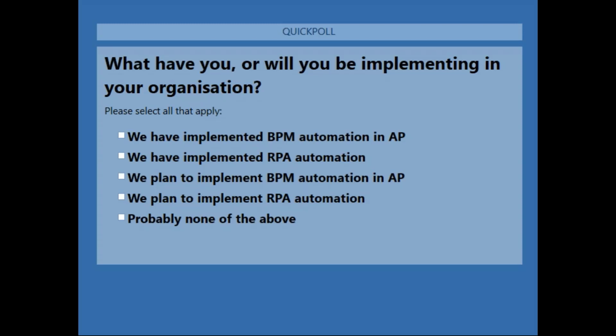So the question is, what have you or will you be implementing in your organization? If you can select the answer which is most appropriate to you out of a selection of: we have implemented BPM automation in AP, we have implemented RPA automation, we plan to implement BPM automation in AP, we plan to implement RPA automation, or probably none of the above. If you select the answer which you feel is most appropriate to you, then that would be great.